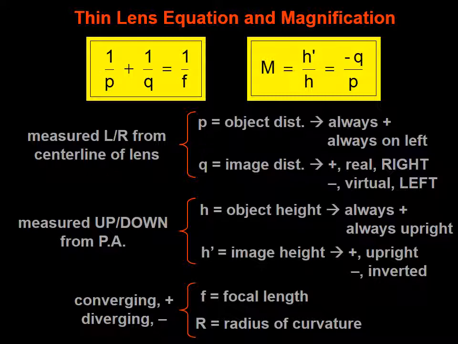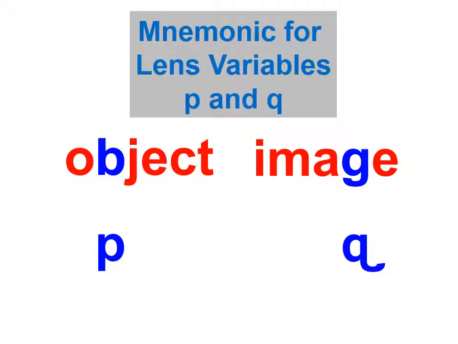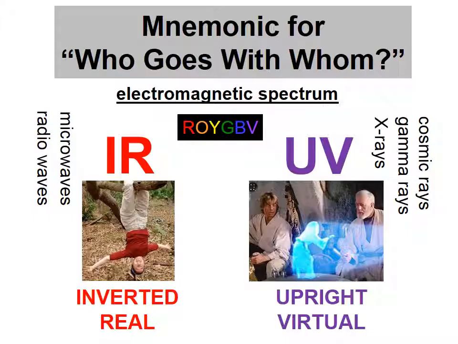In a previous lesson, I went through the thin lens equation and the magnification equation with the variables and their sign conventions. In particular, we want to note that converging lenses have positive focal lengths, diverging lenses have negative. Once again, here's a mnemonic to help you remember that the object distance is symbolized by a P and the image distance in these lessons is symbolized by a Q. And inverted images are always real, upright images are always virtual: IR, UV.